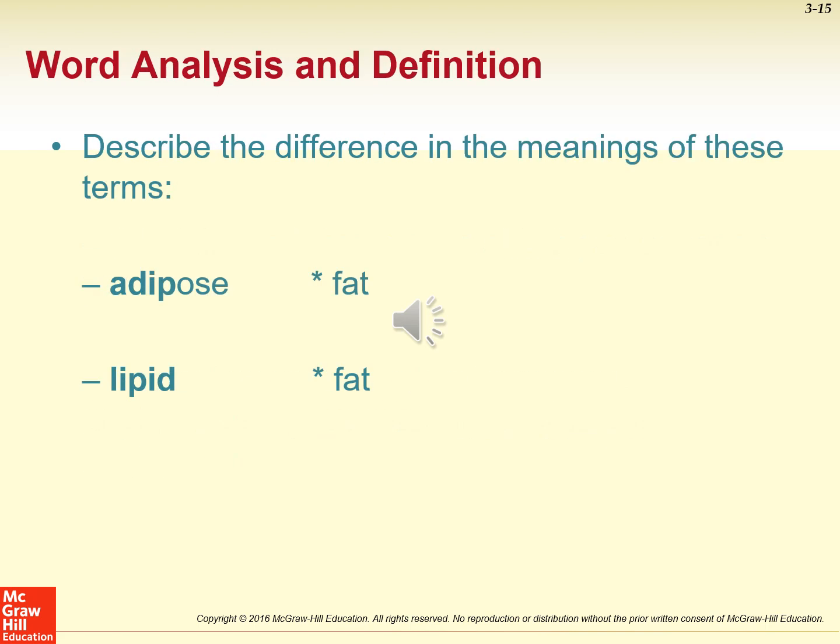Both adipose and lipid mean fat. What is the difference in their definitions? Adipose consists of a suffix "-ose," or full of, and a root adip, which means fat. Adipose means containing fat. Fat has positive effects that help insulate and protect the body from injury. Lipid, from the Greek for fat, is the general term for all types of fatty compounds.